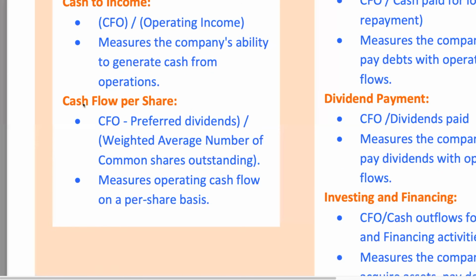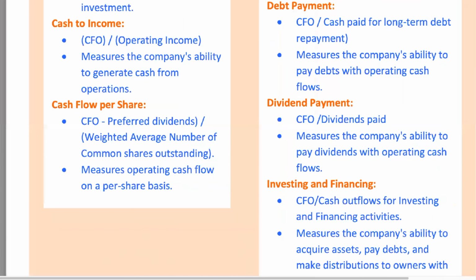Next, we've got cash flow per share. This ratio shows you how much cash from operations is generated per share of common stock. It's a great way to see how much operating cash flow is available to common shareholders after preferred dividends are paid out. A higher number means each share is backed by more operating cash flow. Good news for investors.